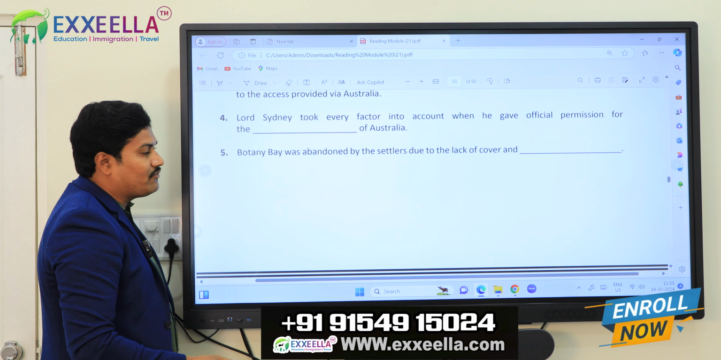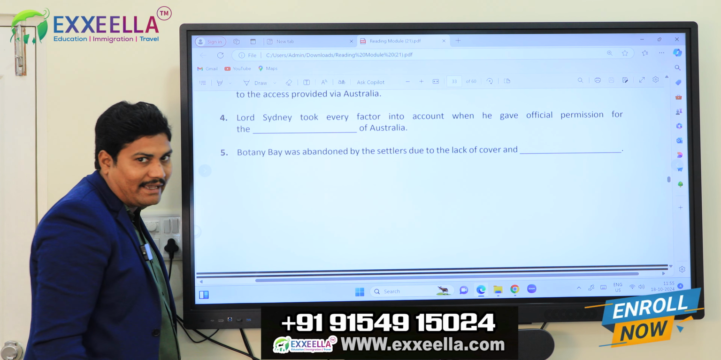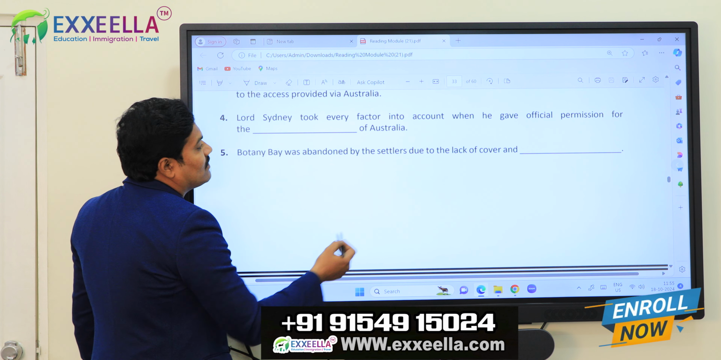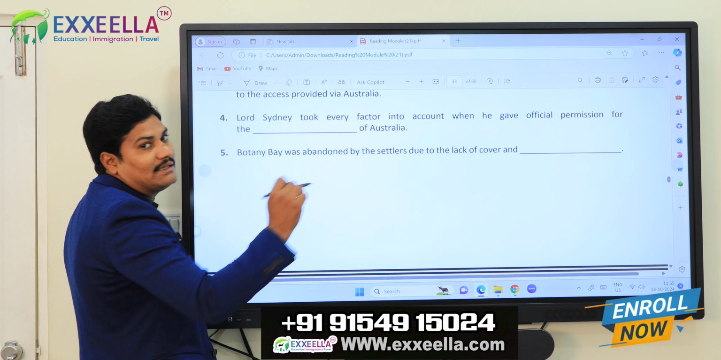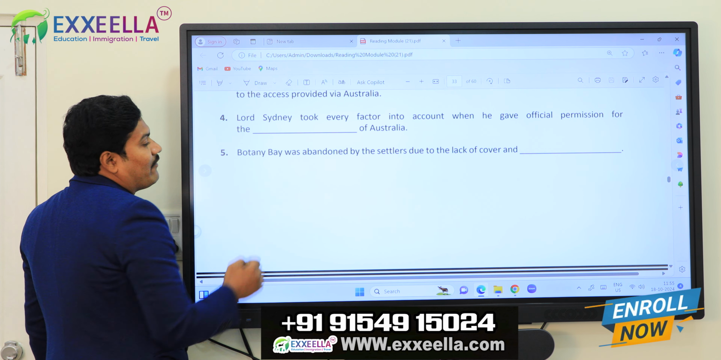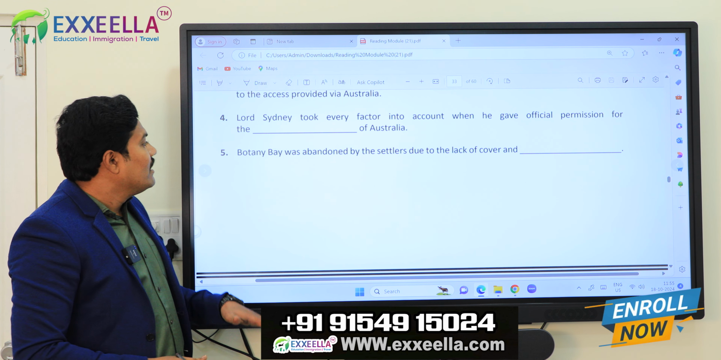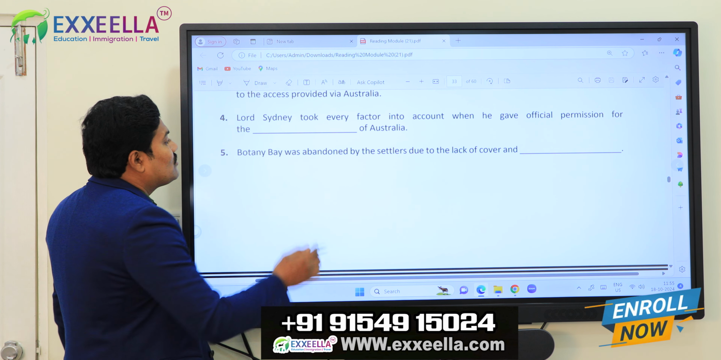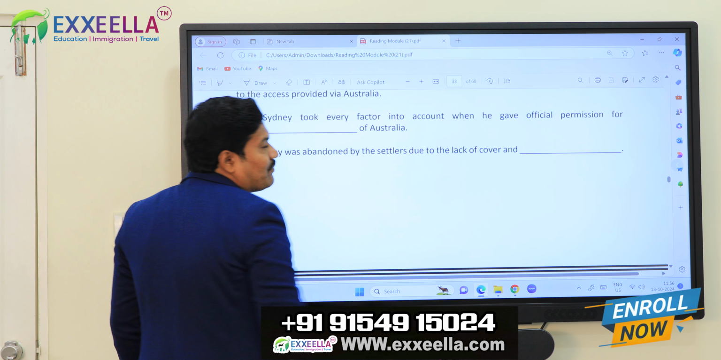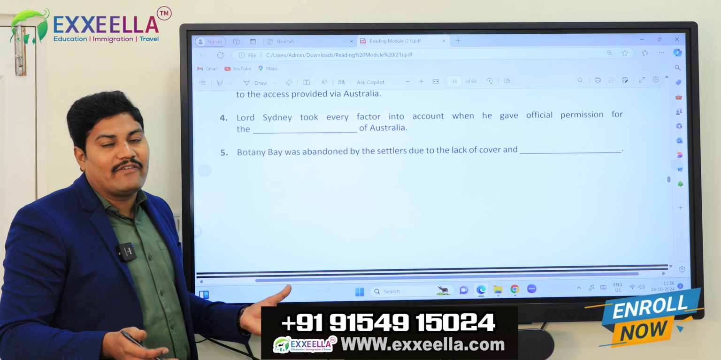Now if you come to the fifth question: Botany Bay was abandoned by settlers due to lack of cover and something blank. Here we have Botany Bay, abandoned, settlers, lack of cover. Abandoned means left or denied. So it was abandoned by the local settlers due to lack of cover. Lack of cover means something which is not covered properly, or not having proper cover.